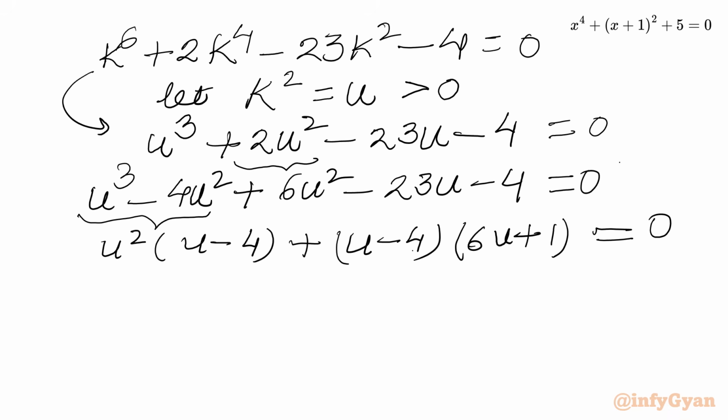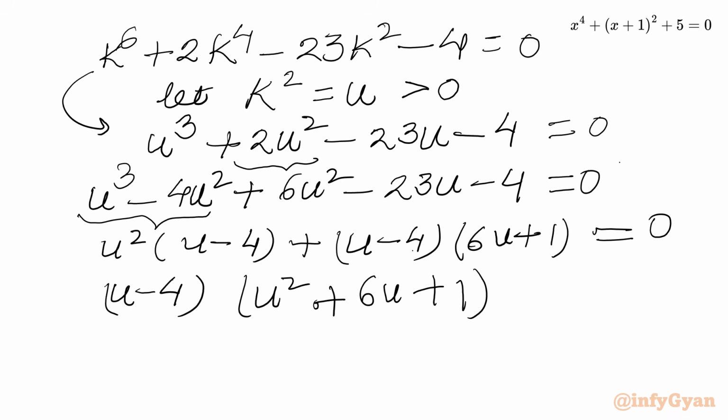equal to 0. Now u minus 4 is overall common. So we will write u minus 4 in one bracket. In the other bracket we will have u square plus 6u plus 1 equal to 0. Now we can use the product 0 rule. Remember, u is positive.